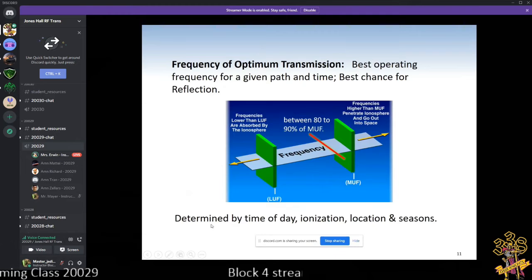Now, that's determined by the time of day, amount of ionization in the ionosphere, where you're located, the season, whether you're holding your little pinky finger correctly. So it changes. What might be your optimum frequency at 2 o'clock in the afternoon may not be the optimum frequency at 5 o'clock in the afternoon.